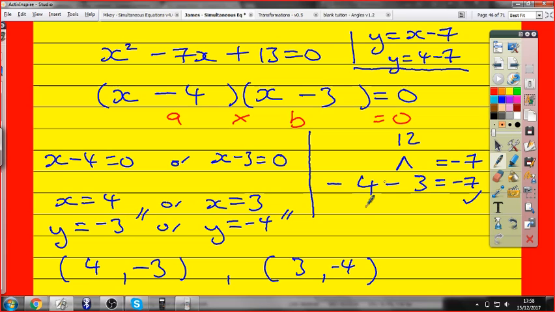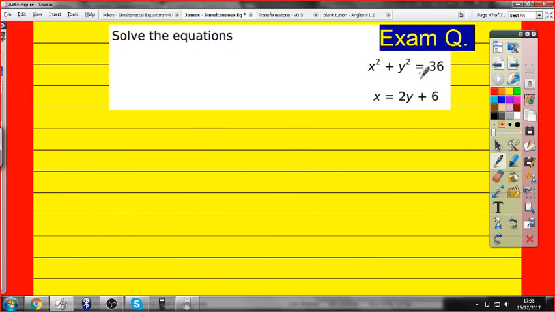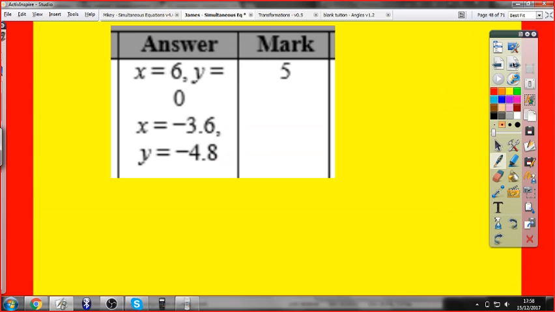Any questions there? No. Okay. And you can see here, same idea. x equals 2y plus 6. So instead of x, you write (2y plus 6) squared, and then everything else. You expand the brackets, you get two answers for y, and use those to get two answers for x.